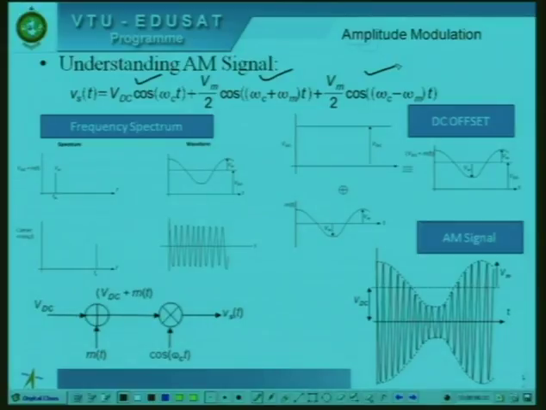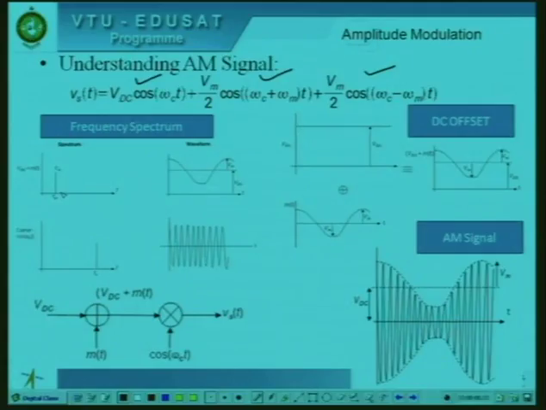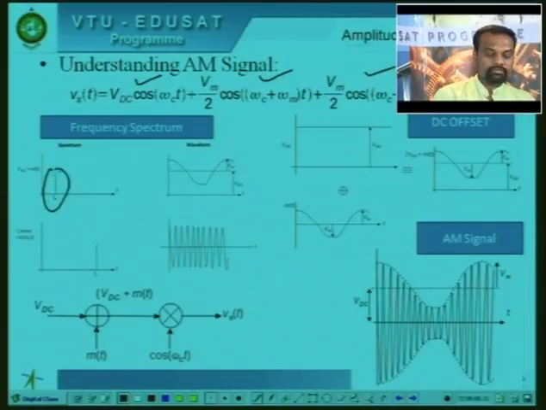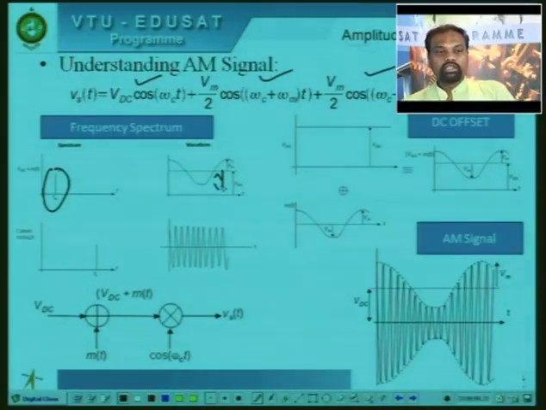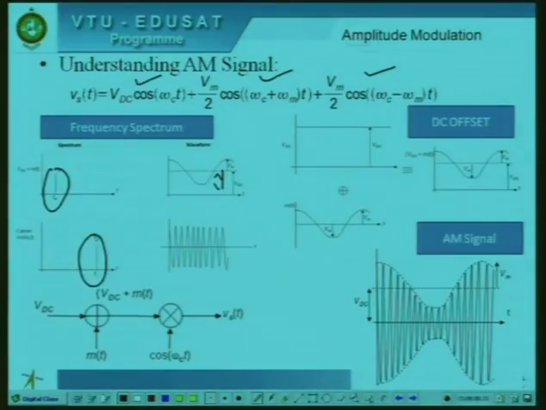Now, let us understand the frequency spectrum of this signal. Vm, that is m of t, which has a frequency of omega m, has a spectrum like this. Once it is DC shifted, there is a DC bias, and this is the amount of DC bias. Further, the carrier signal has a higher frequency, a single spectrum. Now, when you multiply VDC plus m of t into the carrier, this is the representation of the AM signal, that is the amplitude modulated signal. You find that the modulating signal is now available over here, but shifted by a DC bias equal to VDC.